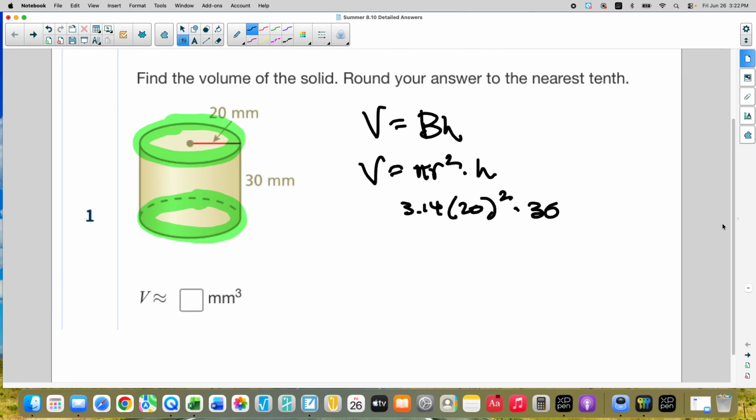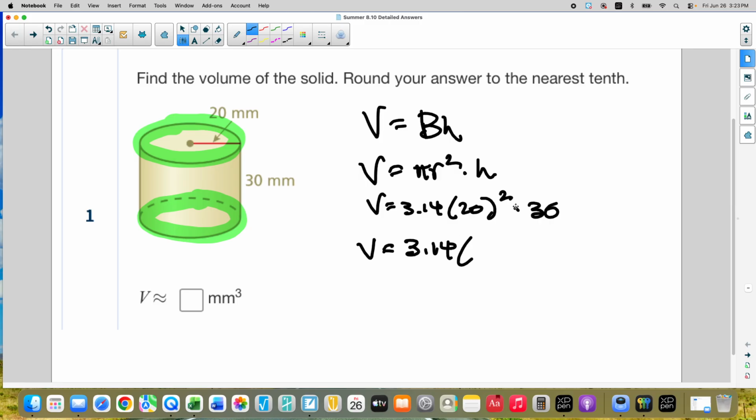And we can put units or we cannot put the units. If you understand that all volumes are going to be cubic, since they're millimeters, we know that we're going to end up with cubic millimeters. So we don't necessarily have to.